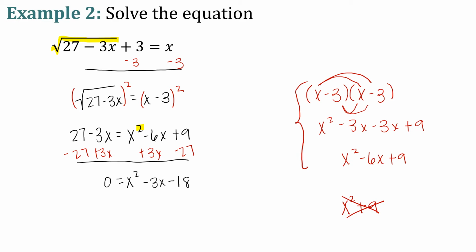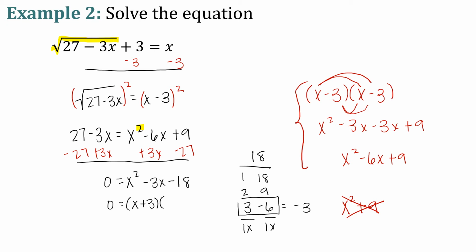And what factors of 18 subtract to give us negative 3? We have 1 and 18, 2 and 9, 3 and 6. So 3 minus 6 equals negative 3. So these are our two factors we're going to use. Putting them both over x, we know that we have 0 equals x plus 3 and x minus 6. And x plus 3 equals 0, so x equals negative 3. And x minus 6 equals 0, so x equals 6.